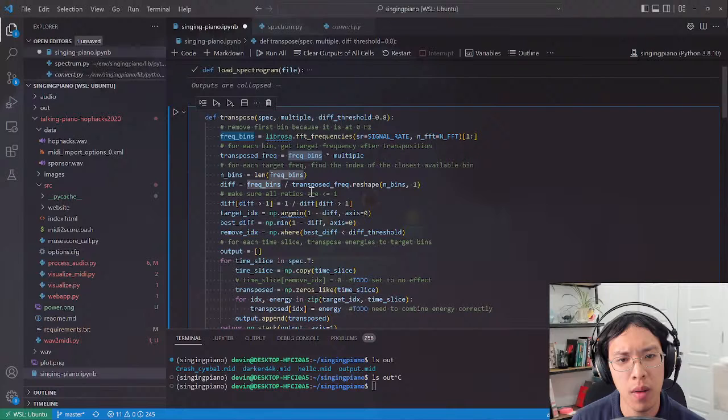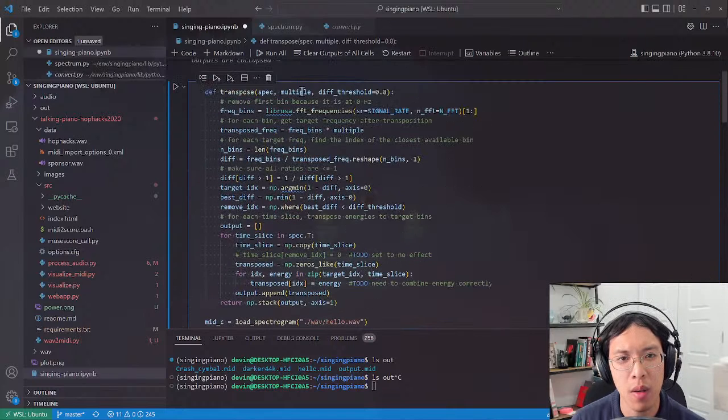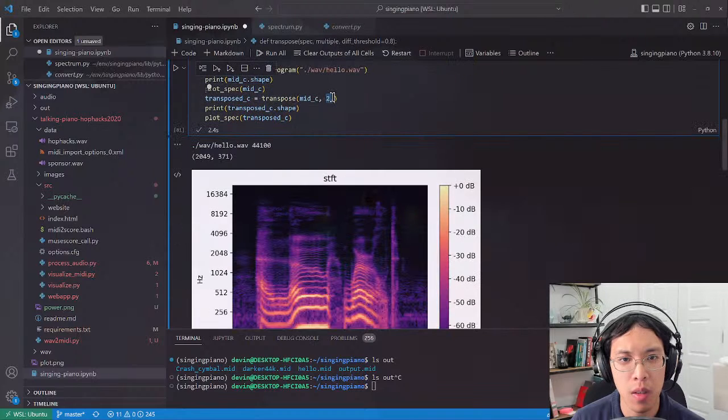Huh. Yeah, why is that happening? So if I multiply the bins by 2, right? That means I'm trying to go to double the frequency. I'm really surprised that it's going the wrong way. Okay, well, that's probably not too critical.